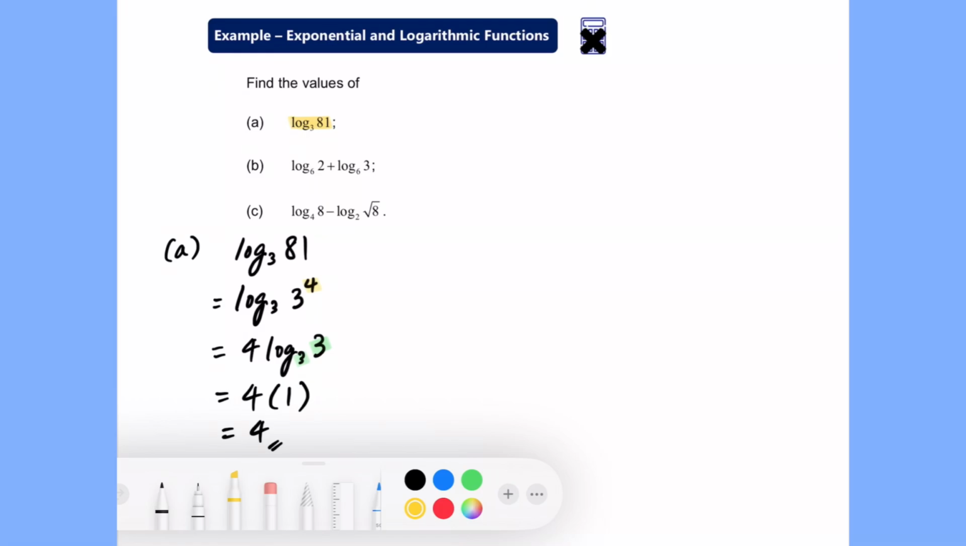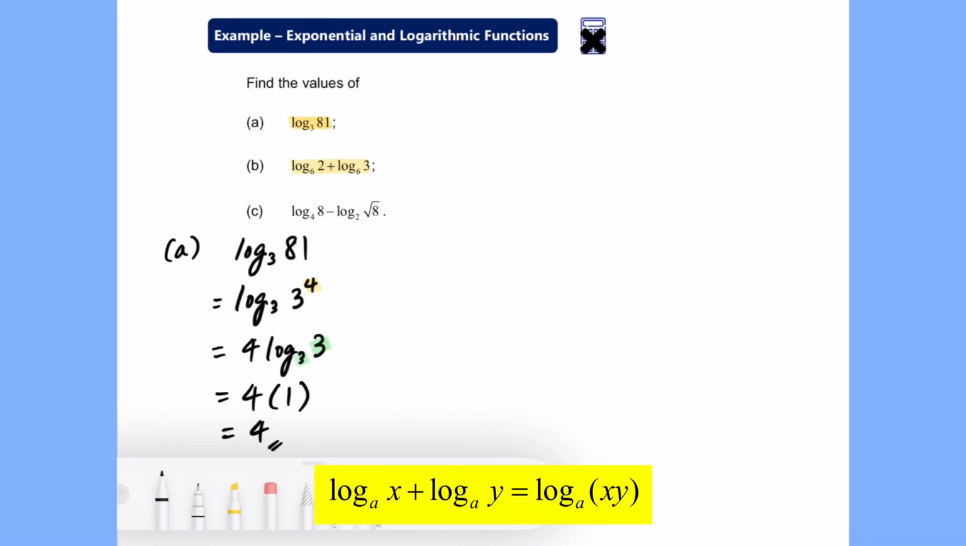And then for part B, we are going to find the value of the sum of 2 different logarithms, log to the base 6 of 2 plus log to the base 6 of 3. If we are going to add the multiple logarithm terms together, and at the same time we know that the base of each logarithm term will be the same, then we will be able to apply this particular rule, such that multiple logarithms can be combined into one single logarithm.